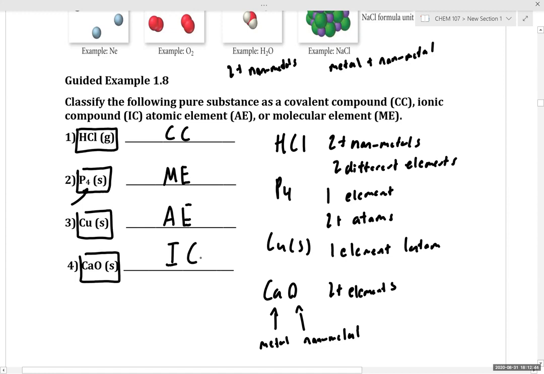Does this make sense to everyone so far? Any questions on this example? Does this logic make sense to everyone?